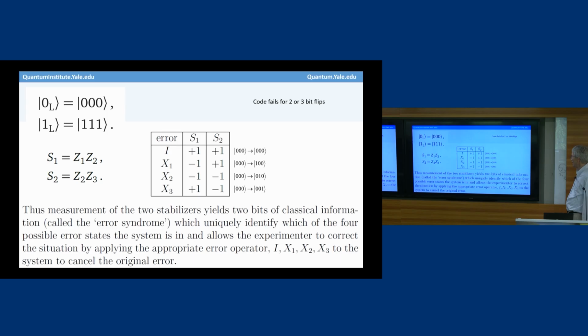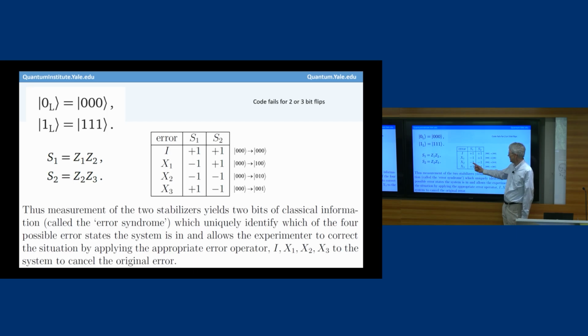Okay? So once I figure out which error happened, I don't know if it happened in the 0, 0, 0 or 1, 1, 1. All I know is that the middle guy is different than the other 2, so I should flip it back.